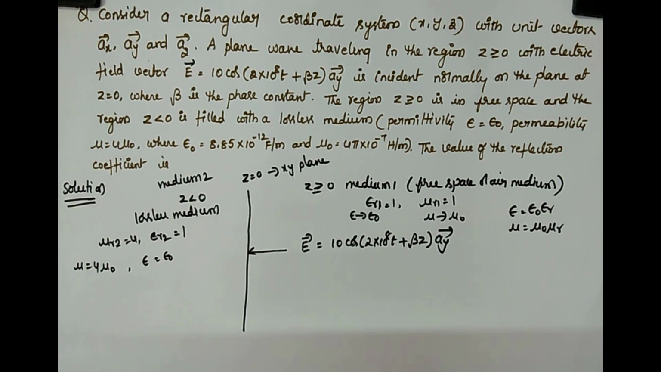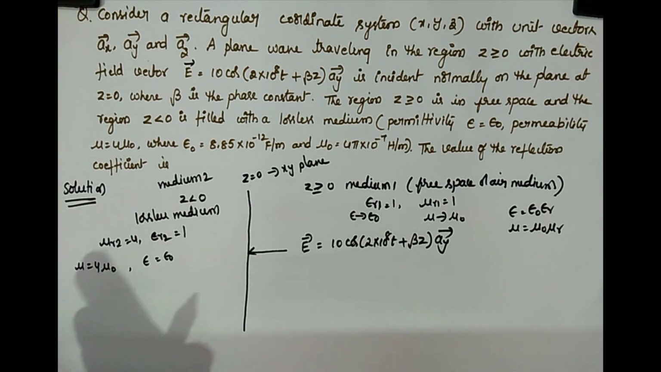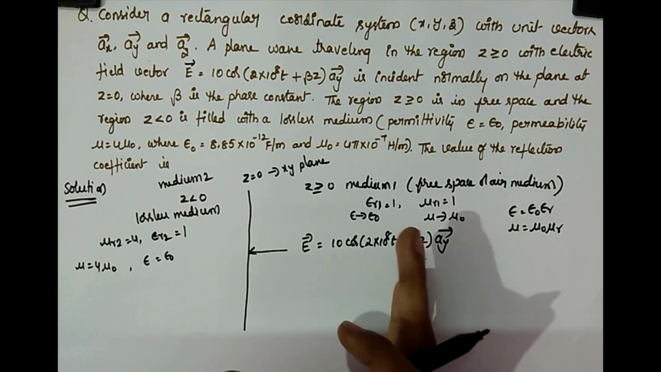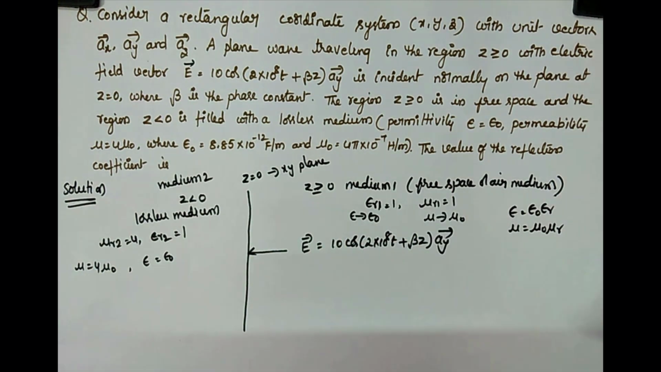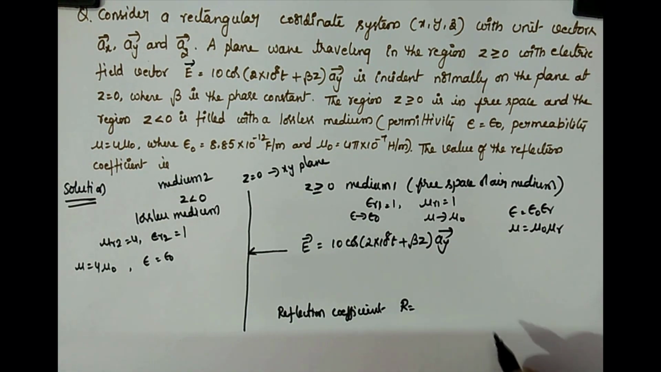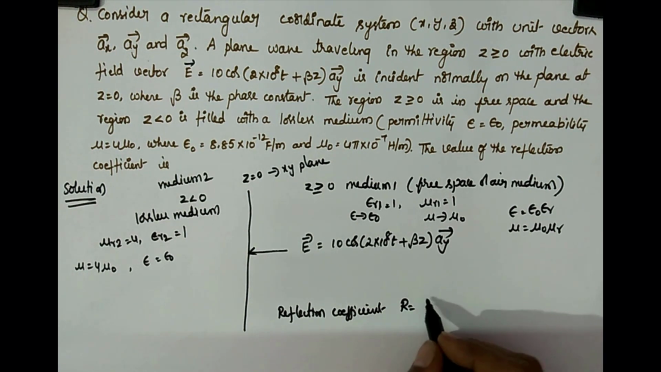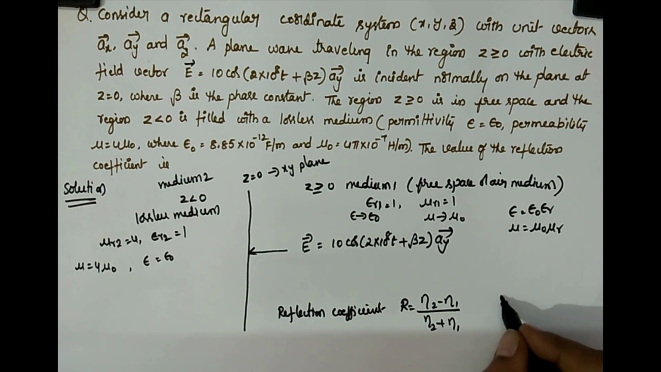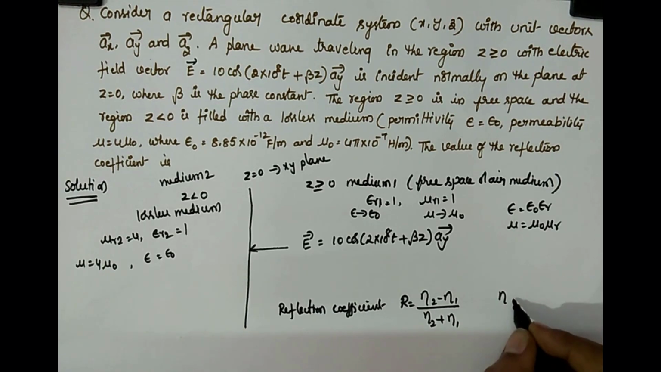Definitely, as the second medium is different from the first medium, there automatically exists a reflected wave from the boundary, the xy plane. Now to calculate the reflection coefficient R, you have to use the formula (η2 − η1)/(η2 + η1). What is η? Eta is the intrinsic impedance of the medium.